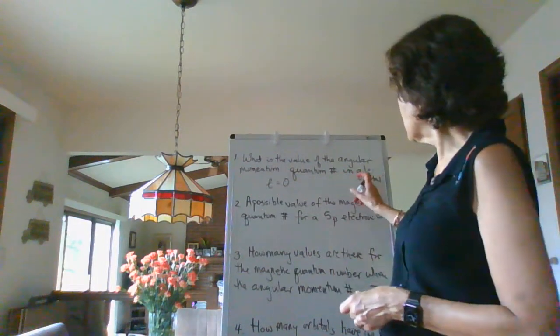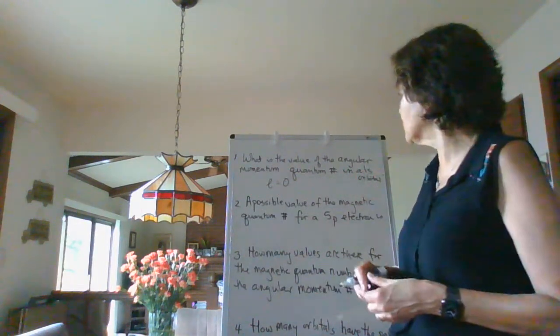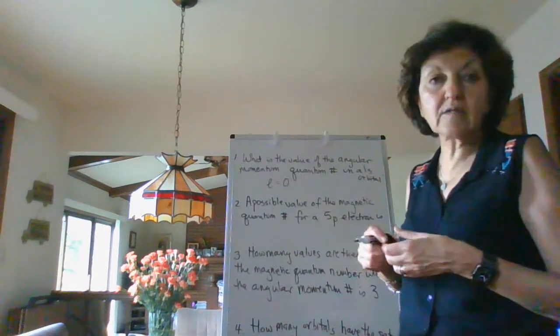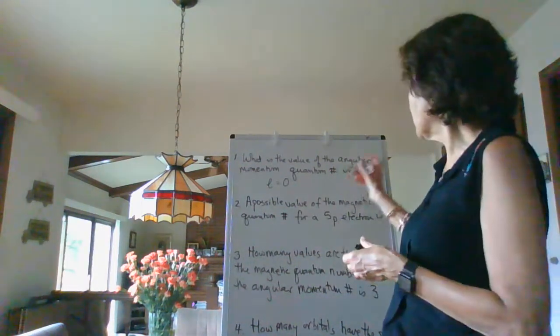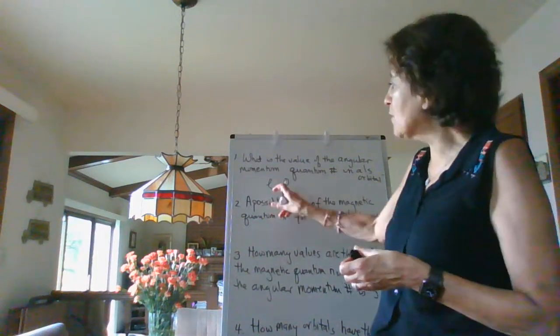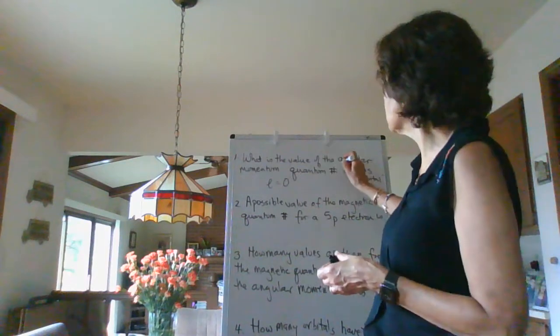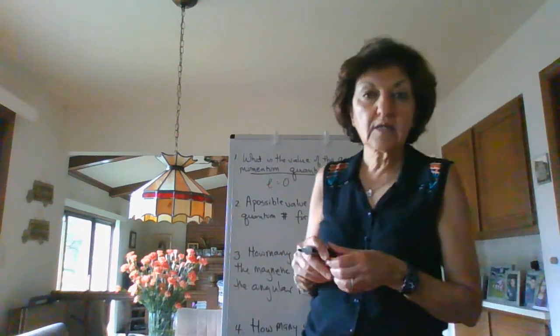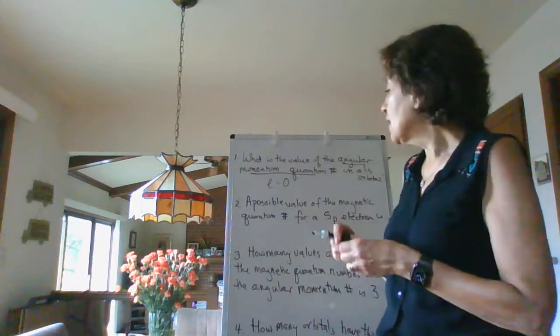If instead of saying a 1s orbital, they had said a 1s subshell, it's the same thing. L is equal to 0. What if they had said a 2s orbital? L is equal to 0. Okay, and how do I know it's L? Because they're asking for the angular momentum, and angular momentum is the L. Okay, here's the next one.